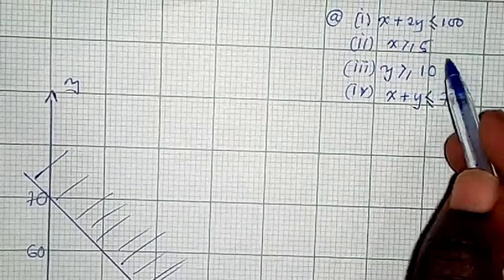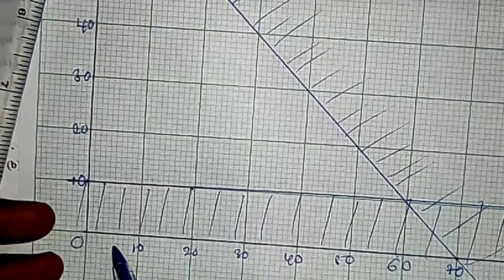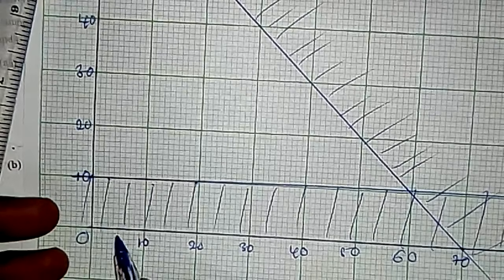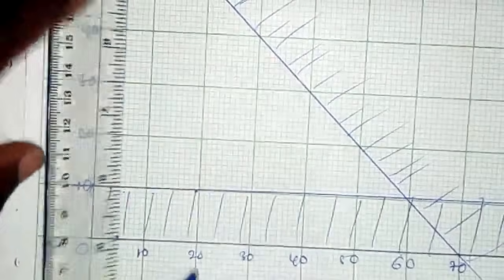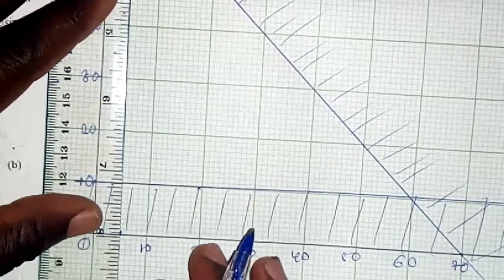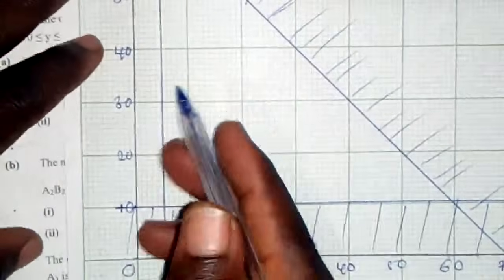After that, we can shade x is greater or equal to 5. So you go on the x-axis. Where is 5? This is 1, 2, 3, 4, 5. It's supposed to be here. So this is our 5. Make sure you don't miss, use a ruler nicely. They said greater. Greater is this side, so we shade the opposite side, the unwanted region.